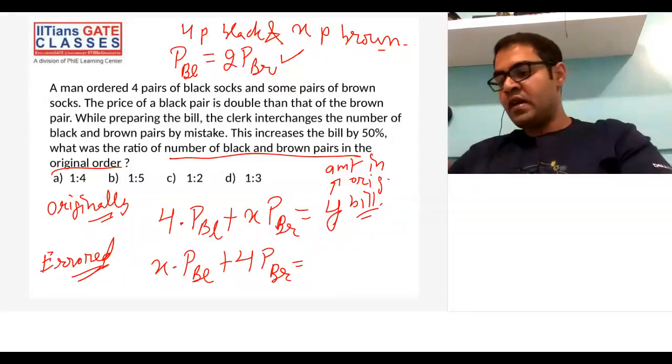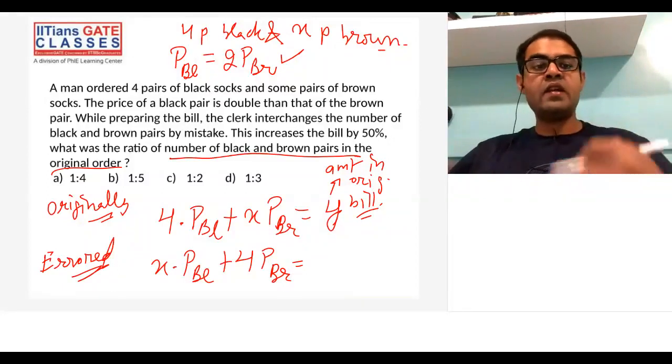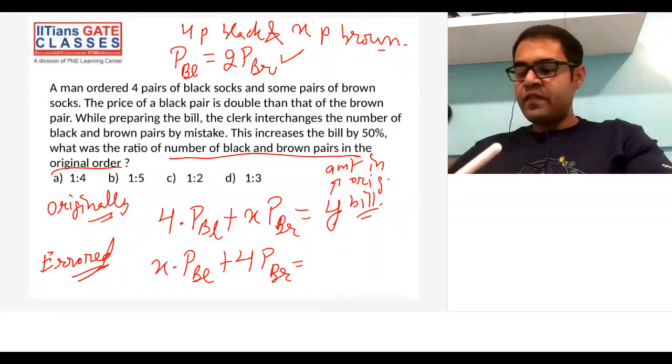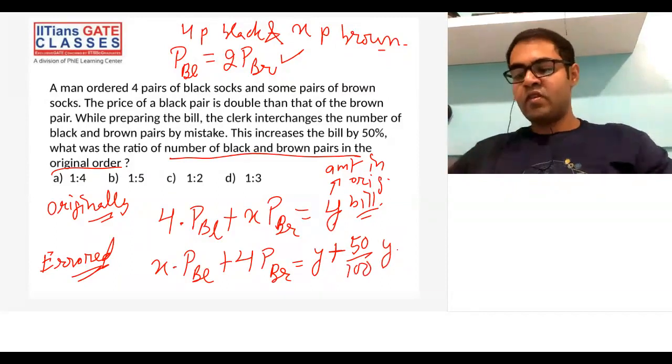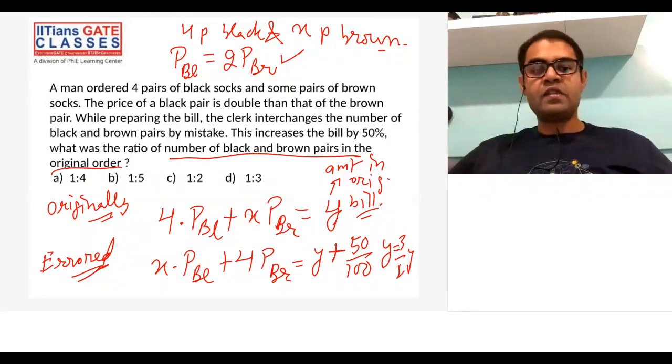That means again this concept is covered in percentages. Increases by 50%, decrease by 50%, and so on. Increased by 50% means original bill amount was Y plus 50% of Y. This was the original bill. So if you calculate this, this becomes 3 by 2Y finally.